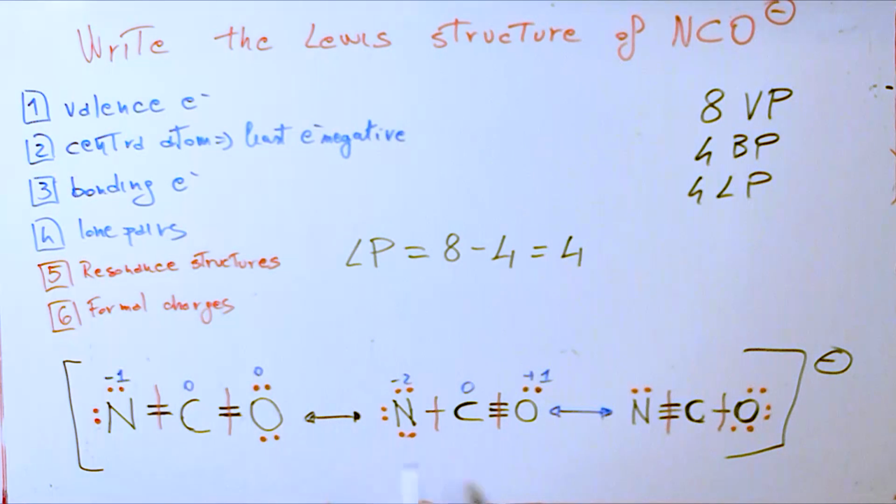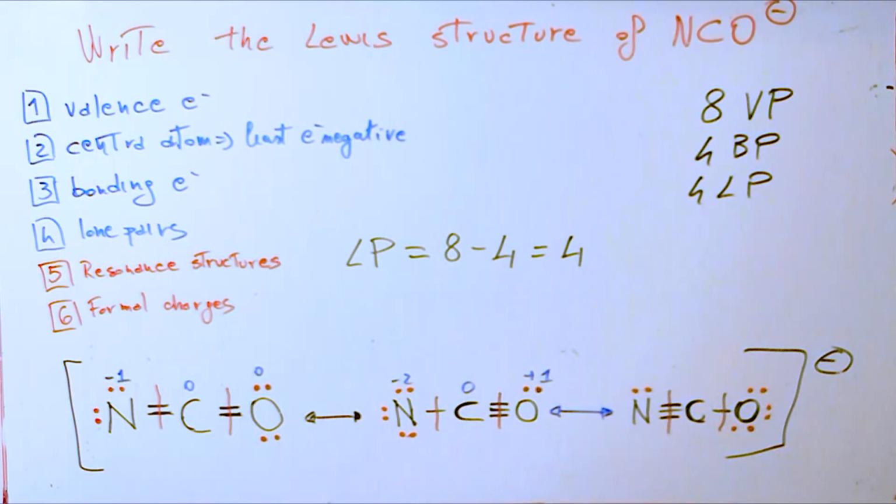Check if everything is fine. The total charge is -2 plus 0 plus 1, which equals -1, which corresponds to the charge of our molecule. So it means we have done everything right.